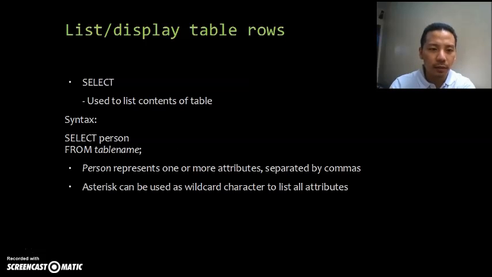To list or display table rows, we use the select statement. The syntax is simply select column, in this case person, from table name. Person represents one or more attributes separated by commas. The asterisk can also be used as a wildcard character to list all attributes, or all columns of the table.